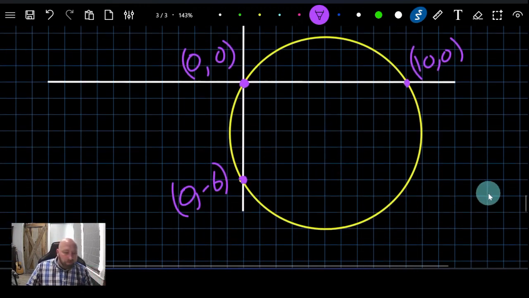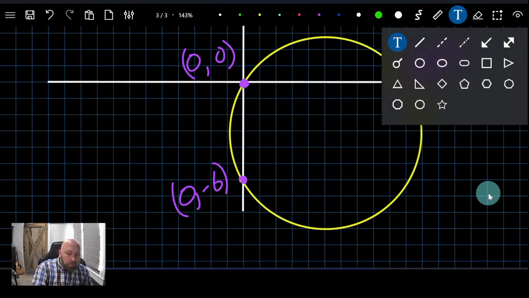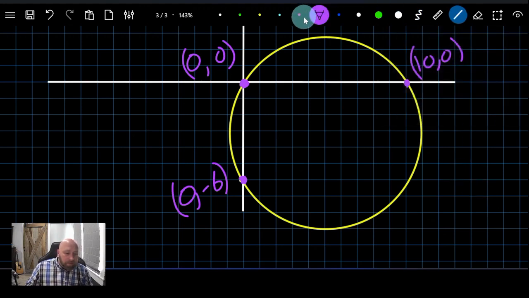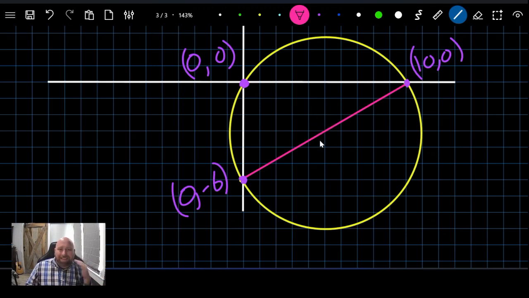How are we going to find the center point? Well, what I would do is make a diameter. So I would connect my 0, negative 6 point to my 10, 0 point. Now I have a diameter. What does that mean? It means if we can find the midpoint on this, and you might be thinking, I'm just going to guess at it, no, we're not guessing at the midpoint. We're going to figure out the midpoint using our formula for midpoint.